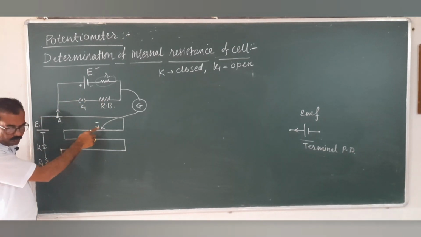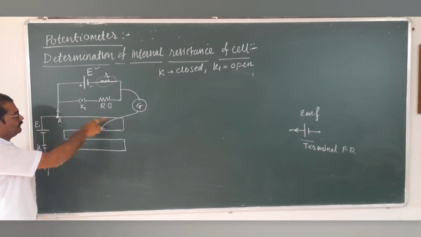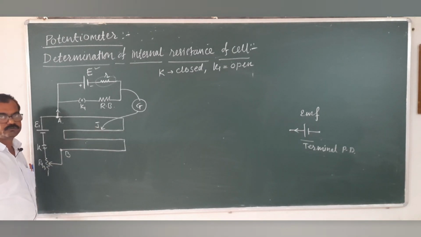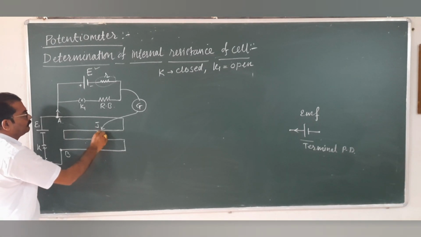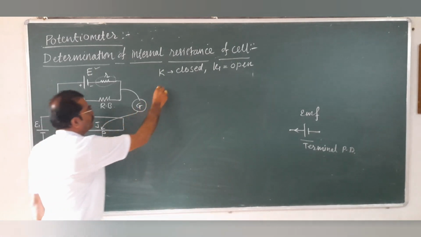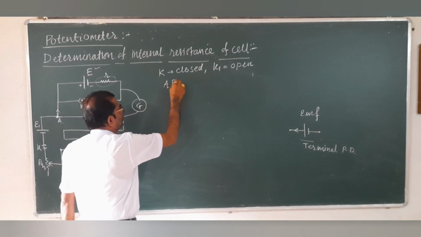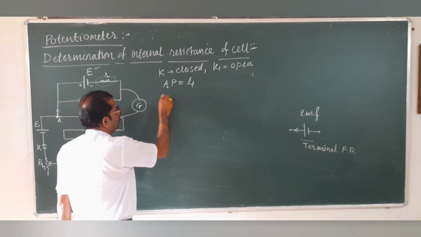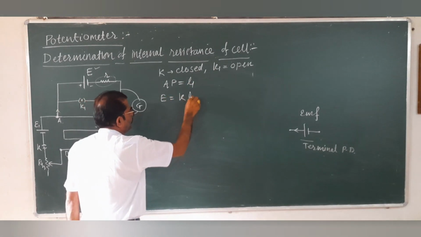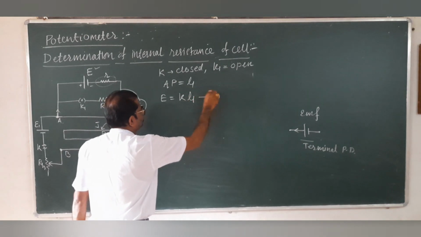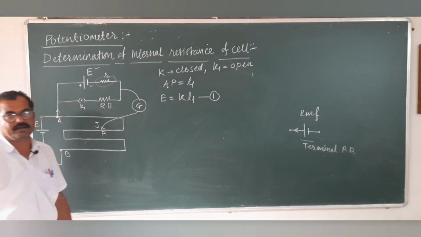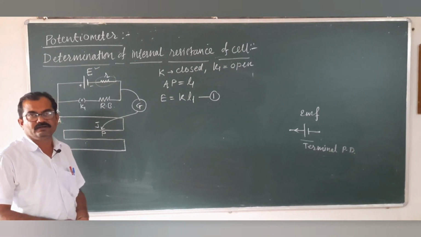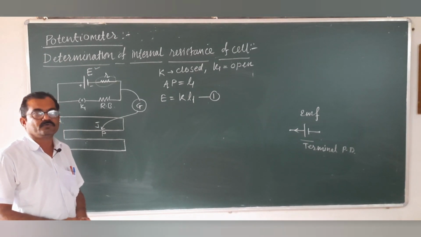After that this jockey will be touched at various points on the wire AB and the point is selected at which the galvanometer shows null deflection, and suppose that point is P and the length of the wire in between the points A and P is L1. So EMF of the cell equals K L1. K क्या है यहाँ पर, पोटेंशियल ग्रेडियंट, जो इसके पहले के लेक्चर में तुमको ऑलरेडी मालूम है. पोटेंशियल ड्रॉप या पोटेंशियल डिफरेंस पर यूनिट लेंथ is called potential gradient.